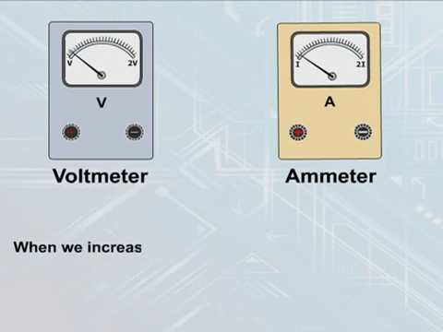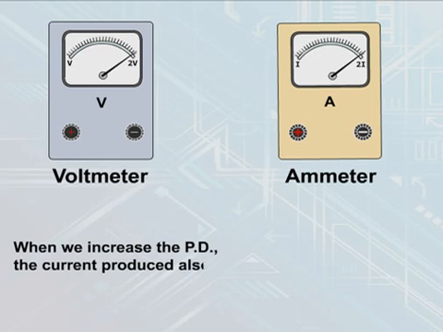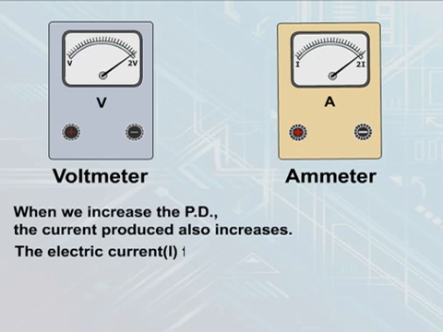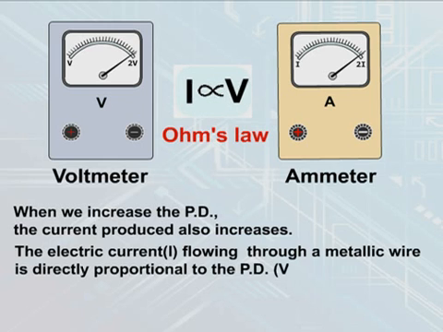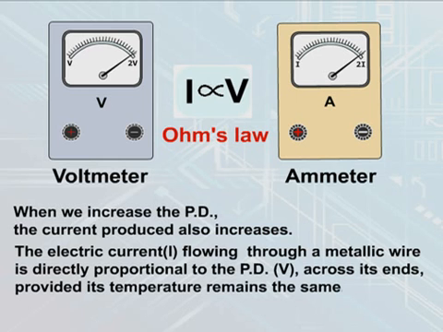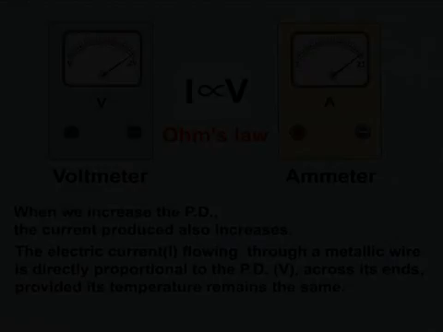As we saw, when we increase the potential difference, the current produced also increases. So the current I flowing through a metallic wire is directly proportional to the potential difference V across its ends, provided its temperature remains the same. This is known as Ohm's law. Ohm's law is to electricity what Newton's laws are to mechanics.